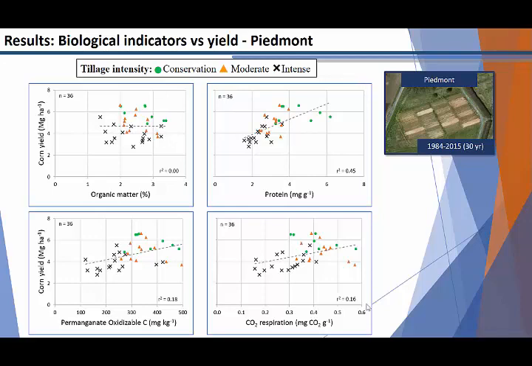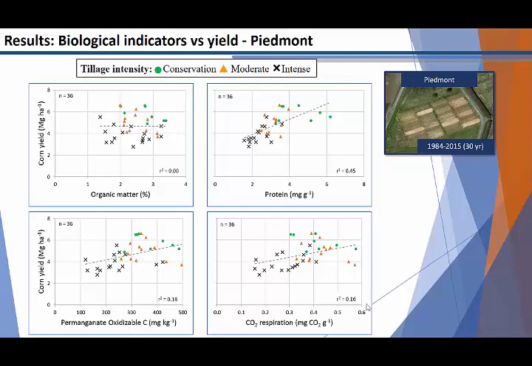And what you'll see here is that there are some trends when we look at the individual indicators. For example, organic matter doesn't have a strong trend, but if you look at protein content in the soil, as protein content increases, you typically have an increase in corn yield. And when you look here, you see that a lot of the conservation tillage is where there's more protein content. So there is a signal there, it's just not a very strong signal.